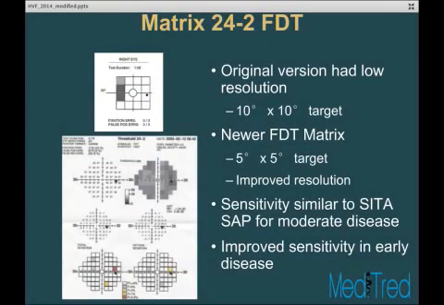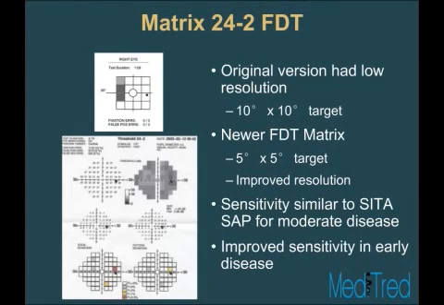So one of the problems with the original version of FDT that you see on the top here was that the spot sizes were rather large, covering a 10 by 10 degree square. So this gave you a fairly limited resolution across the entire visual field, with only about 17 to 19 spots being tested. This limited the machine's ability to detect very small or focal defects and also detect small changes over time.